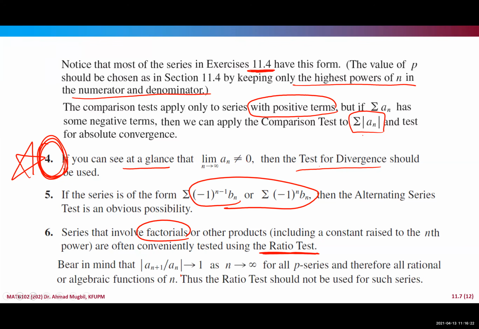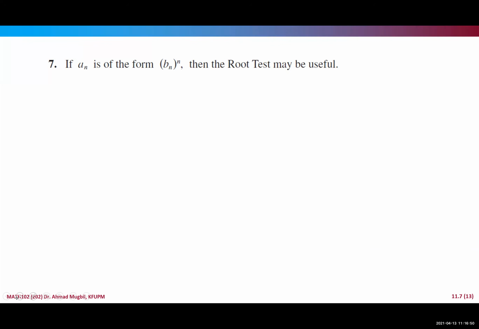Be careful, ya Shabab, here. If you have a P series or a rational function or algebraic function, and you take the ratio test, the limit of the ratio will be 1. Check that. So do not use the ratio test when you have a P series or something similar to a P series, or rational or algebraic functions of n. In that case, the limit will be 1 and the test fails. Try it, ya Shabab. This will save your time, of course, if you know that. Now, if the nth term is something to the power n, then use the root test.